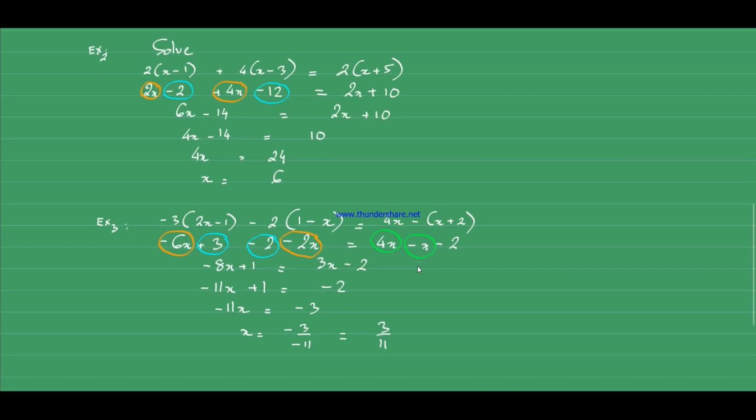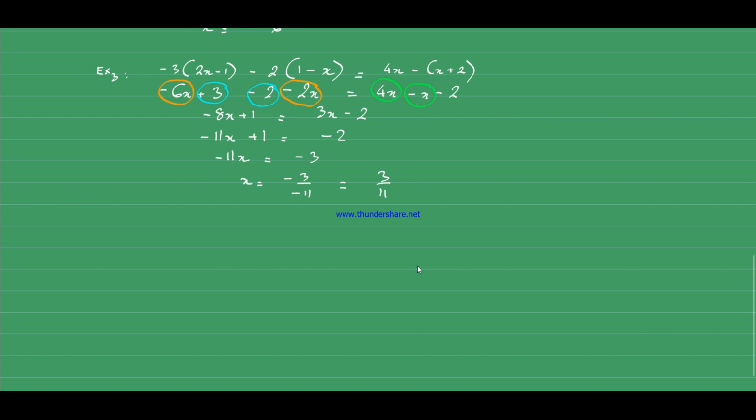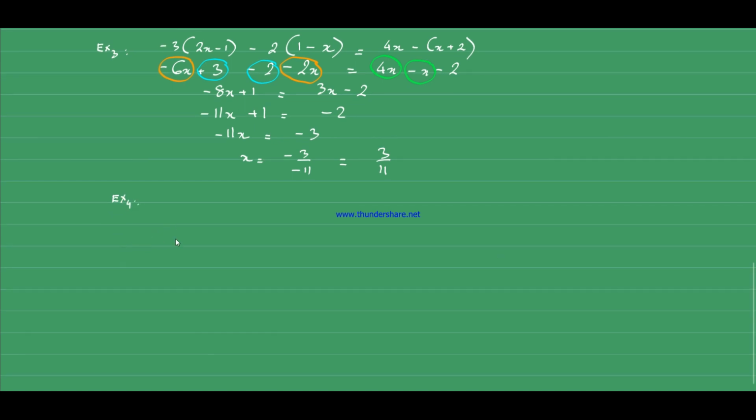All right. Now in example number 4, I'm going to give you something with a fraction. What if I have this? What if I have 2x plus 3 over 2 minus x plus 1 over 5 equals what?